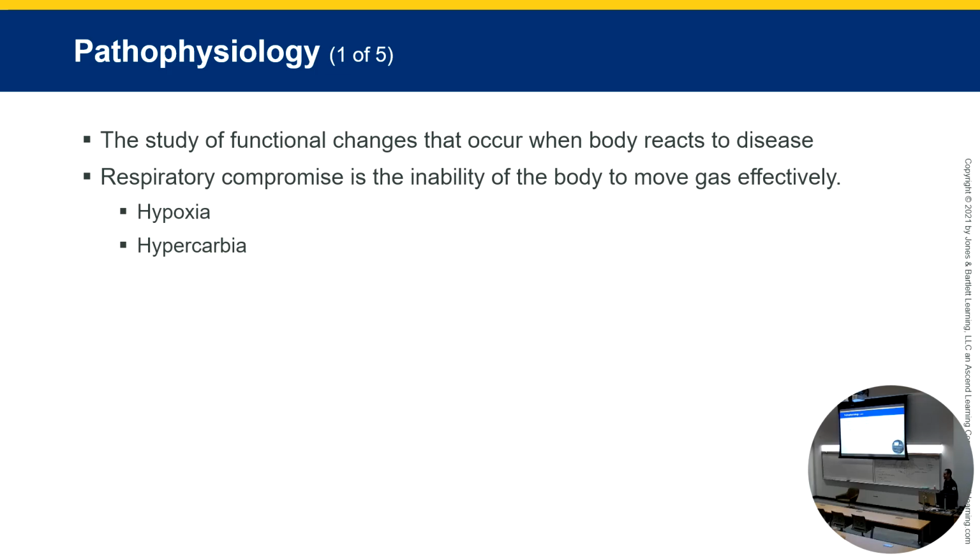Pathophys is the study of, again, disease processes and their impact on the body systems. Compromise could have an effect. Here, respiratory compromise is the inability of the body to move gas effectively. Again, you have hypercarbia and hypoxia. Hypoxia is referencing low oxygen levels. Hypercarbia is excess carbon dioxide, or excessive waste products, which is the carbon dioxide.